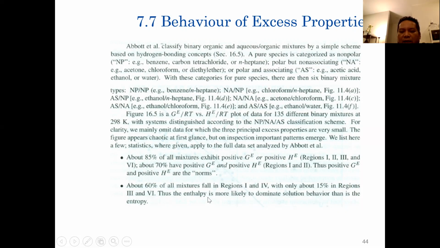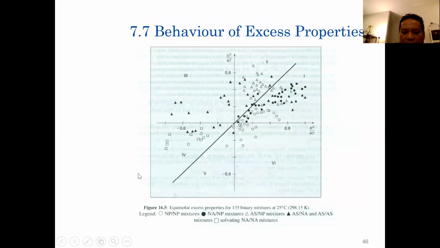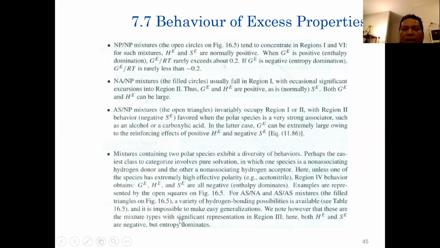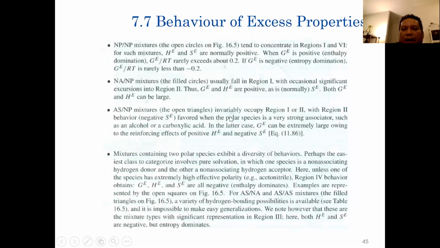So the enthalpy is more likely to dominate solution behavior than the entropy. The NP mixtures, the open circles, tend to concentrate in regions 1 and 6. For such mixtures, HE and SE are normally positive, while G is positive.